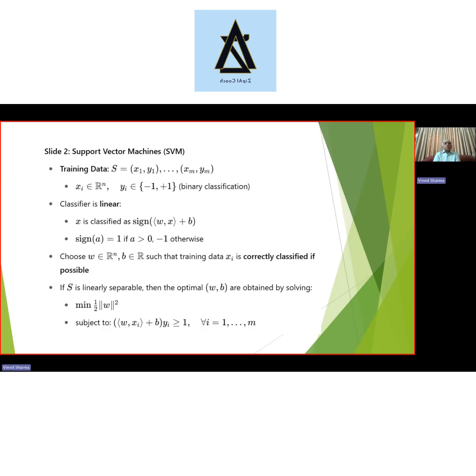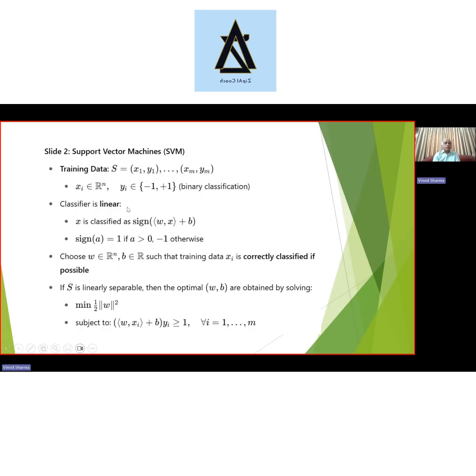Next, we talk about support vector machines, SVM. SVM are originally provided for binary classification where labels yi will have value -1 or 1. Xi, the observations, are vectors of length n. And we have a training data x1, y1 to xm, ym.